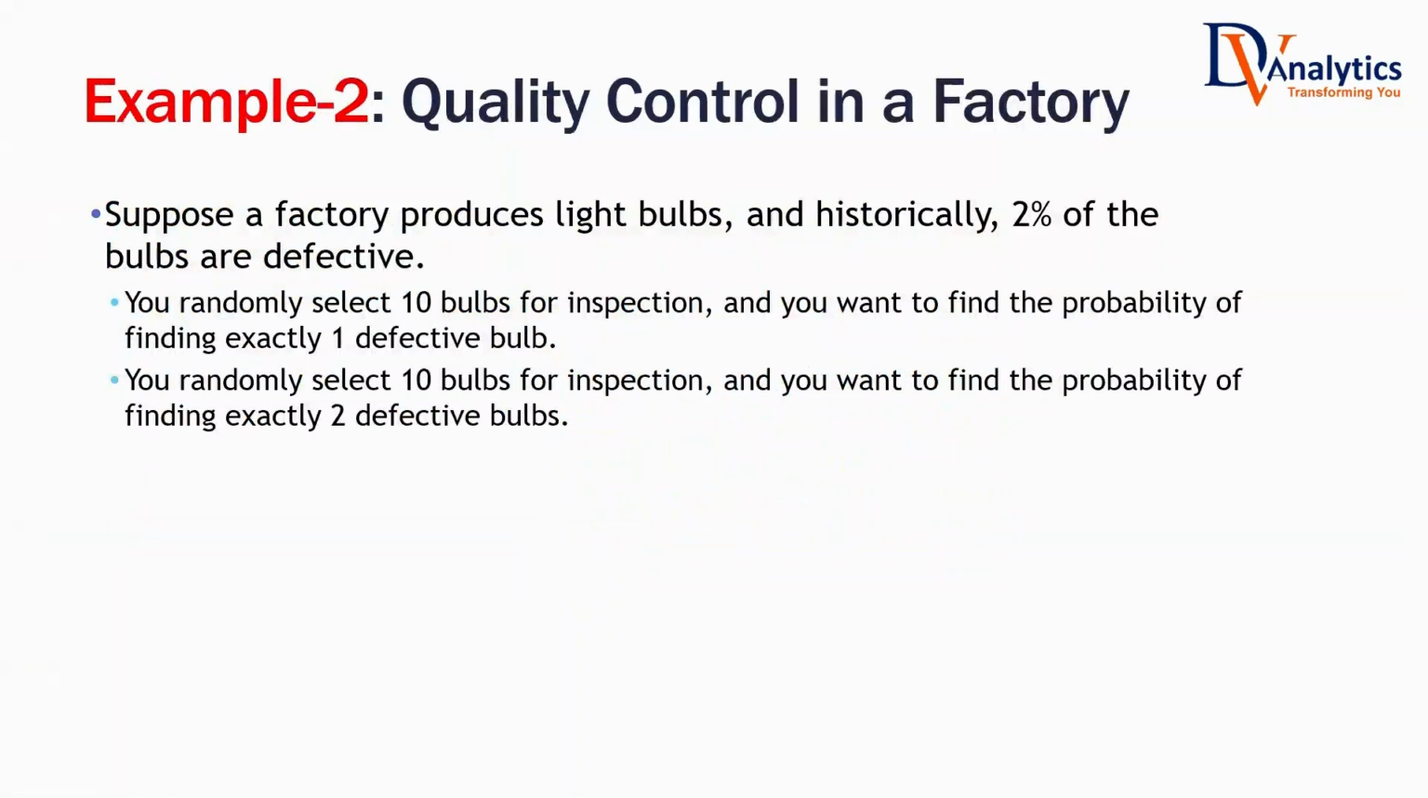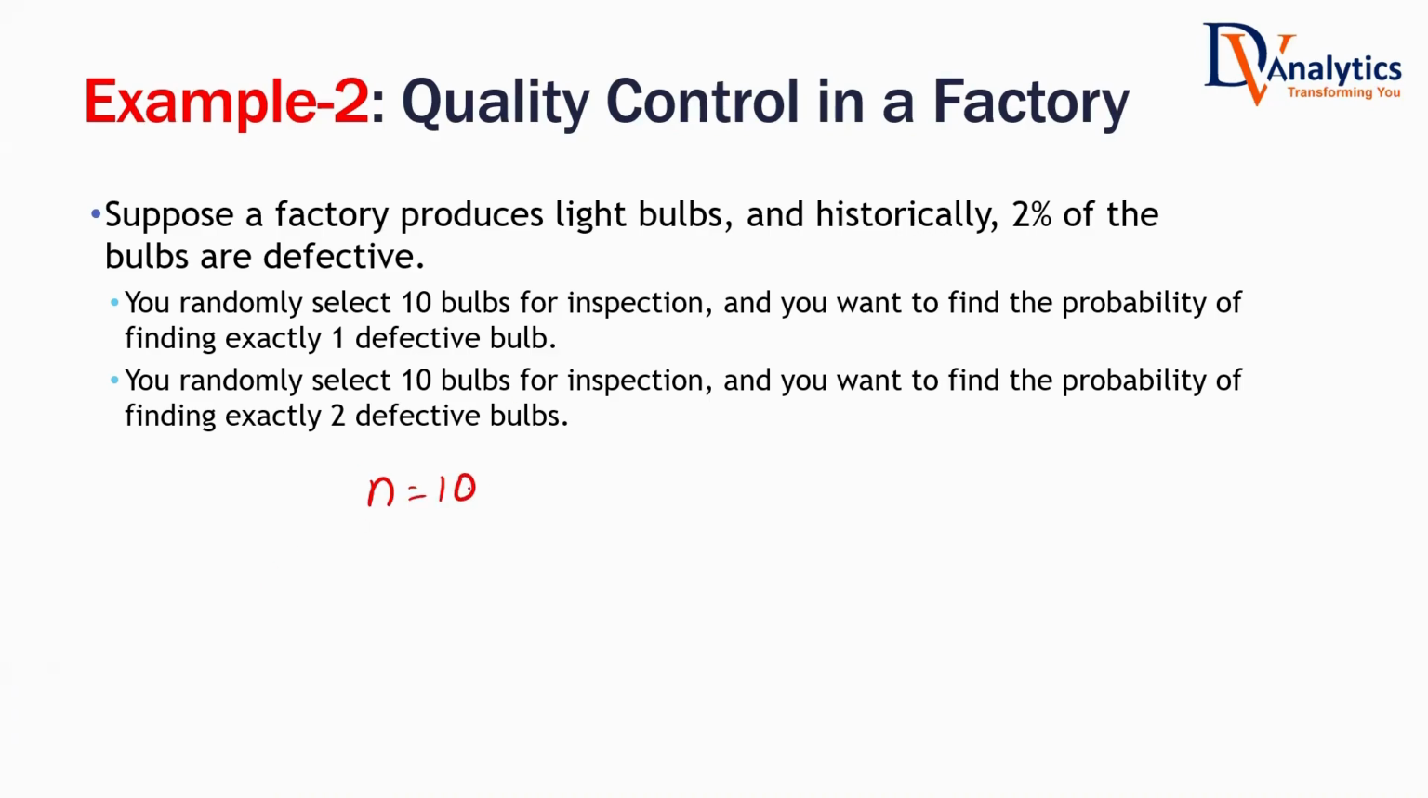Maybe some of the industry questions will be, suppose you are working in a factory which is producing light bulbs. Historically, 2% of the bulbs are defective. You randomly selected 10 bulbs. So what is the number of trials that you have done? You randomly selected 10 bulbs, so n becomes 10 here. For inspection, you have done it.